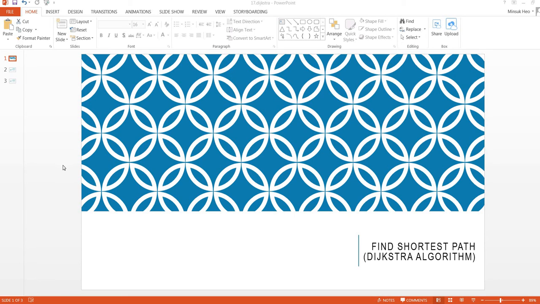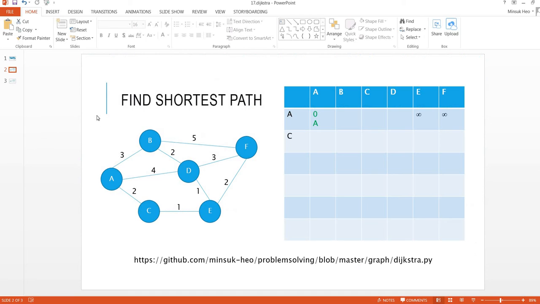Hi, today's lecture is find shortest path using Dijkstra algorithm. We have a cost graph, a weighted graph here, and we're going to find the shortest path from A to any vertex in this graph. I gave 0 to A here because you are going to start from this node, and I'm going to give the infinity mark if there's no edge from A.